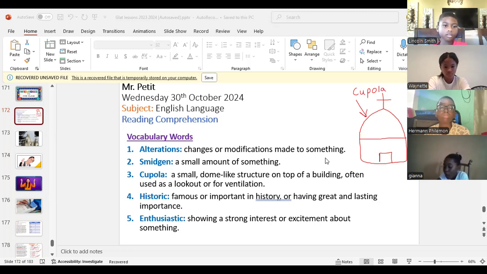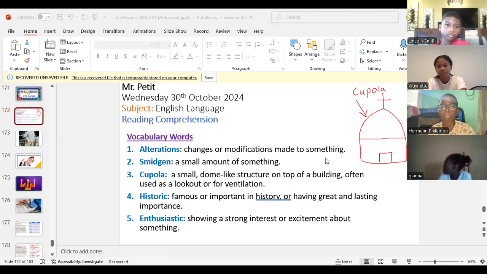Lincoln? Yes, sir. Can you read the definition of smidgen? Smidgen. A small amount of something. Very good. And Winnett, what do we mean by alterations? Changes or modifications made to something. Very good.